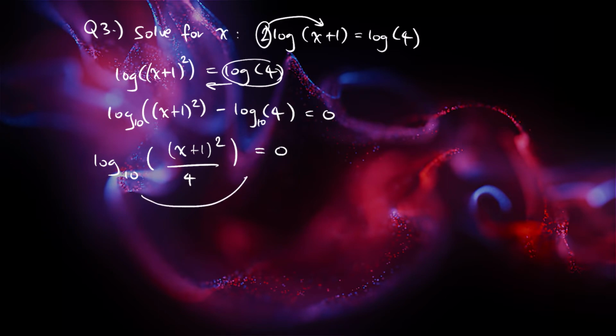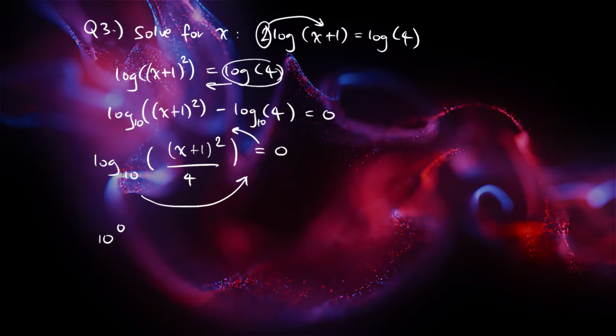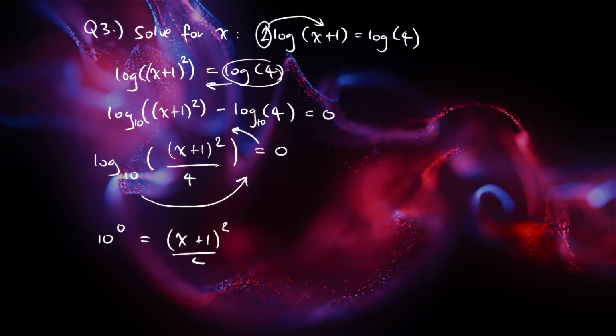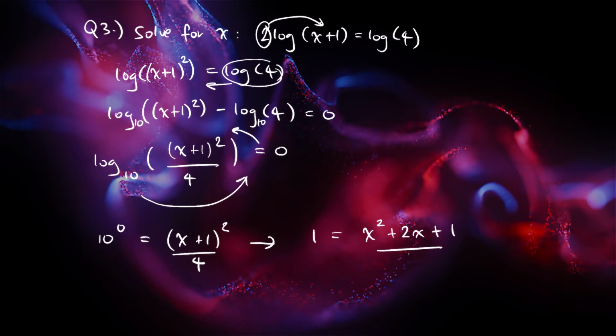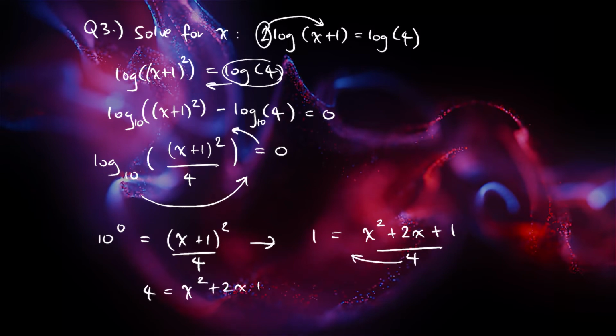And now we need to use our snail trick, right? So we've got 10 to the power of 0 is equal to this kind of quadratic here. So 10 raised to the power of 0 is equal to x plus 1 squared over 4. Now 10 to the power of 0 is the same thing as 1. So 1 is equal to x squared plus 2x plus 1 over 4. Now let's bring the 4 up. So we get 4 is equal to x squared plus 2x plus 1.